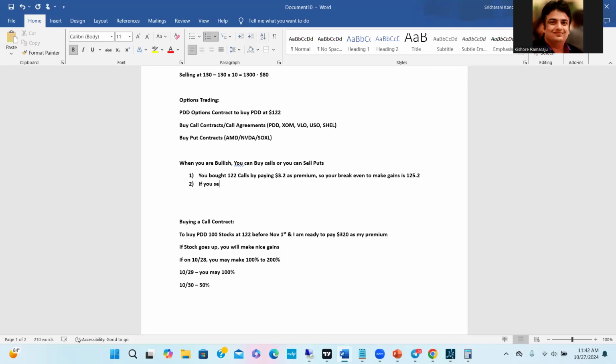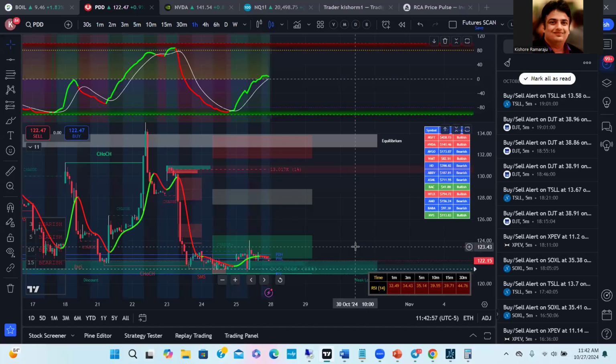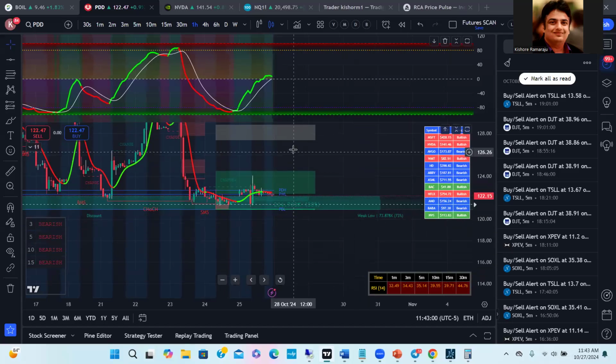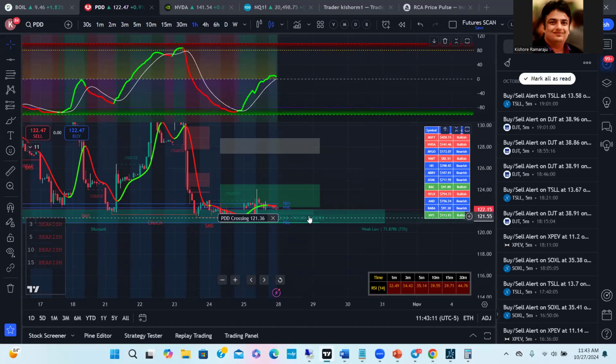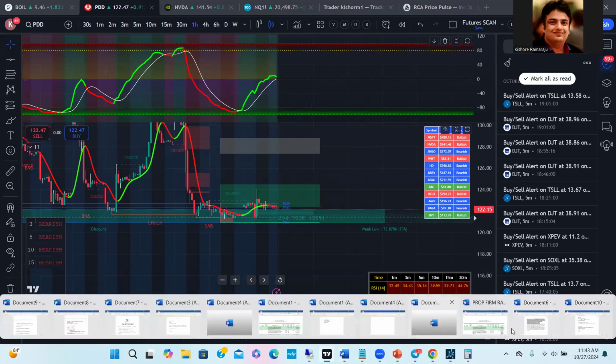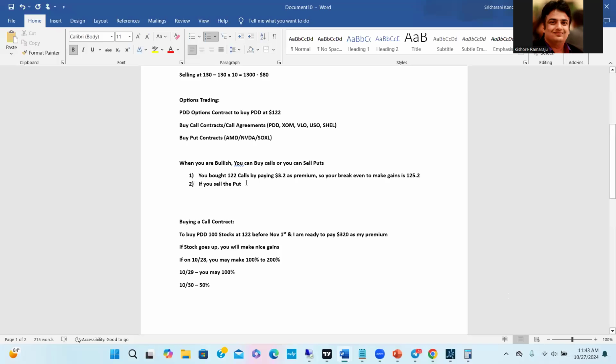If you sell the put, right now you are selling a put because you think it will go up, right? When you are bearish, you will buy the puts or you can sell the calls. When you are bullish, you can buy the call, you can sell the put. When you are selling a put, for example, you are selling the same 122 put. So you can buy the 122 call or you can sell the 122 put. If you sell the 122 put, how much are you receiving now? How much money will you receive as the premium?